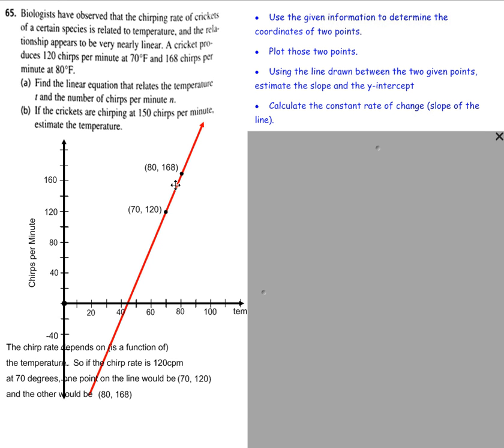I plot the points. So following this paradigm for every application problem, the first thing I do is I read the paragraph and try to find 2 points. I did that. I plot the 2 points. Done. Draw a line through those 2 points and estimate the slope and the y-intercept.